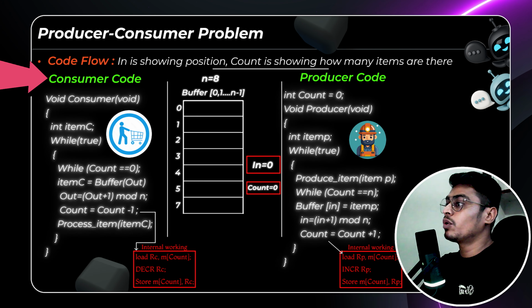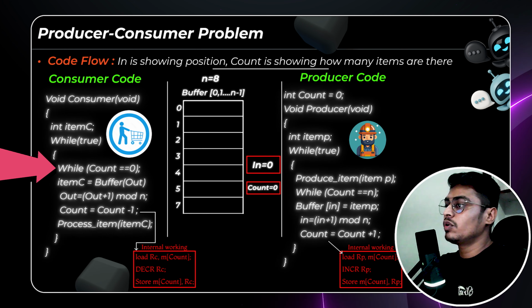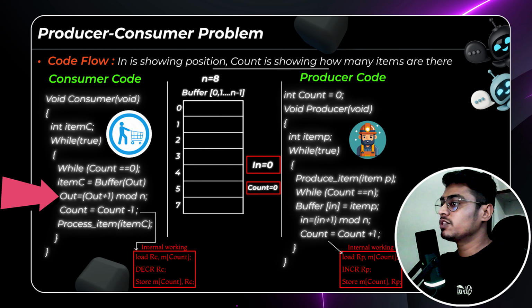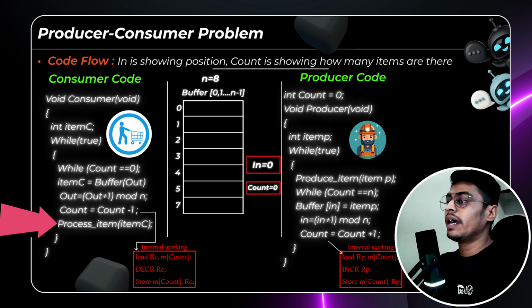Now what is the consumer code? Void consumer, int item c is a local variable. While true, while count == 0, meaning wait if the buffer is empty, and item c = buffer[out], out = (out + 1) mod n, and count = count - 1, and consume item c.